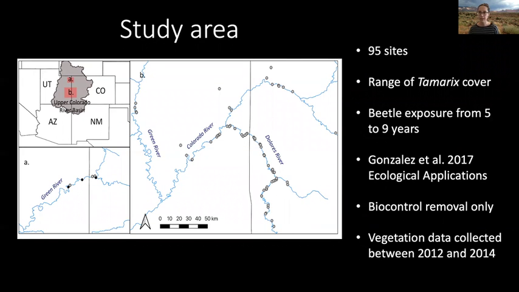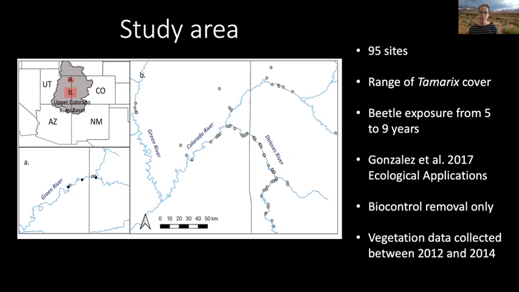So we selected 95 sites ranging from low Tamarix cover, more native dominated plant communities, to plant communities with overstories made up entirely of Tamarix. Sites were along the Green River, Colorado River, and the Dolores River, and tributaries connected to those. And all of these sites included in this study had exposure to biocontrol beetle between 5 to 9 years. So these were all part of a larger study published in 2017, looking at the response of vegetation to Tamarix removal across the southwestern United States.